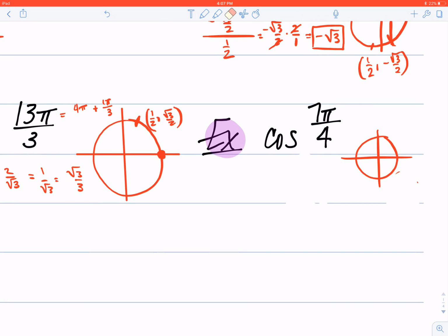So here we have cosine of 7 pi over 4. 7 pi over 4 is smack dab in the middle of the 4th quadrant. So it's going to be root 2 over 2, root 2 over 2, but my y value is going down, so it's negative. Cosine is going to be my x value, so it's going to be root 2 over 2.